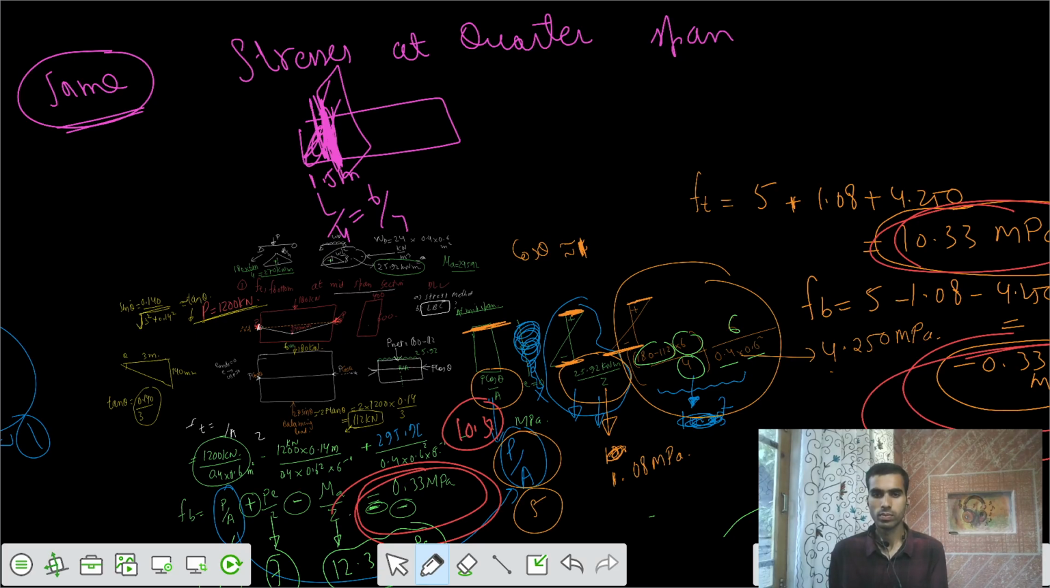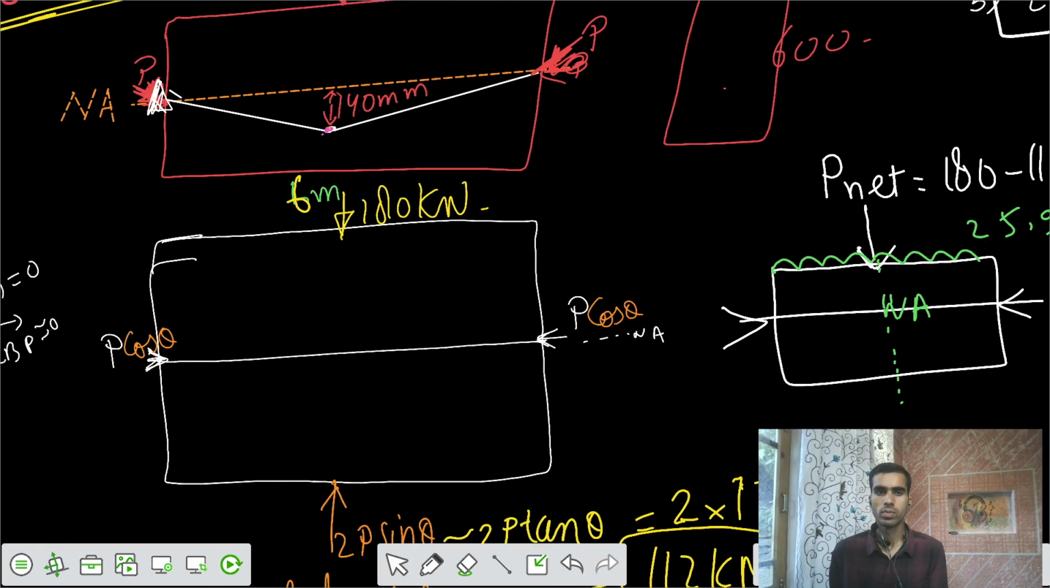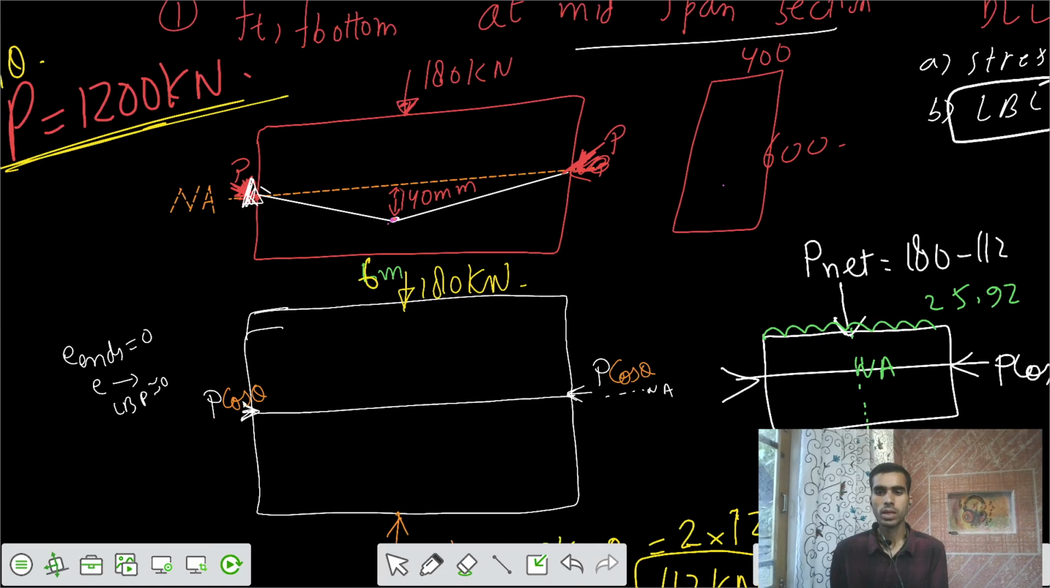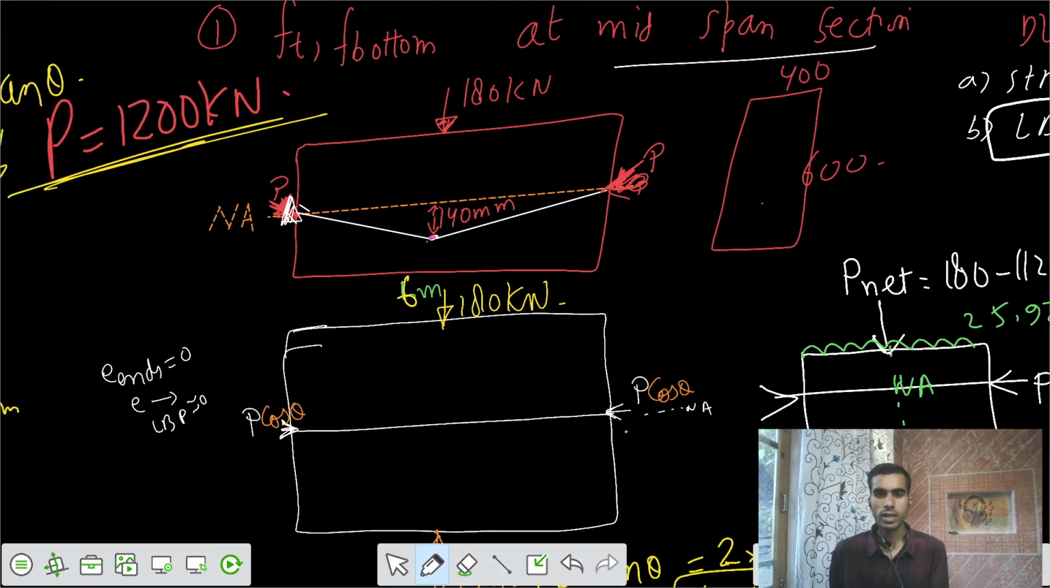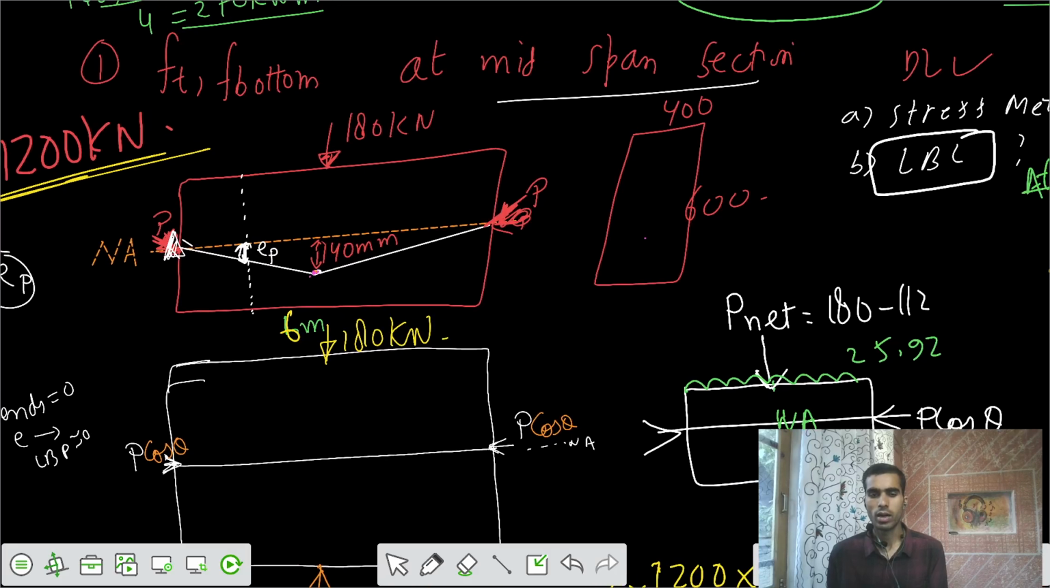Let's go. Okay, this was your problem, and we need to calculate the stresses at the quarter span. That is somewhere here. I would say the eccentricity here would be, let's call it EP, the eccentricity at the point P. We need to calculate the eccentricity at that point P, if you want to calculate it by the stress method, and after that we can also solve it by the load balancing method.